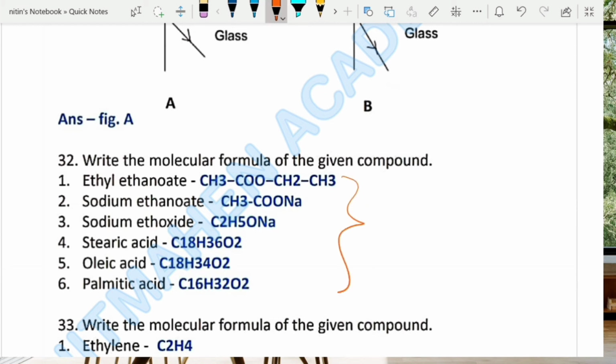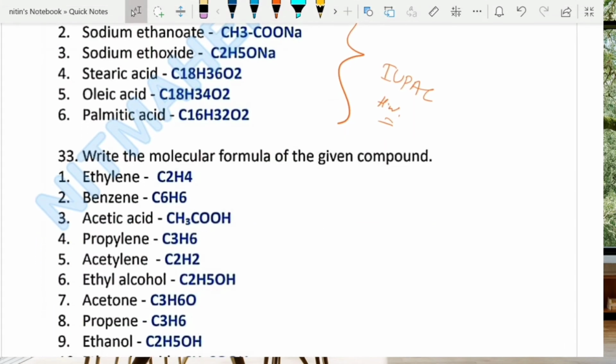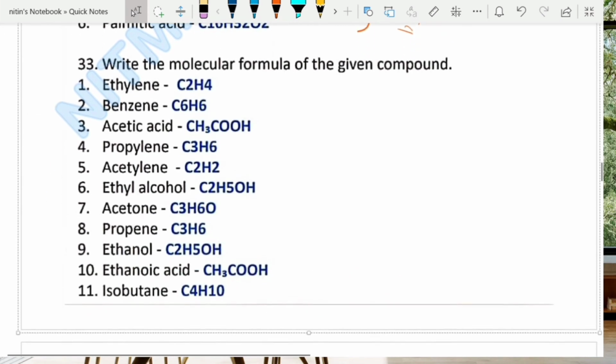Okay, IUPAC. It is your homework. Next, write the molecular formula of the given compound ethanol. It is very simple: benzene, acetic acid. All are given.